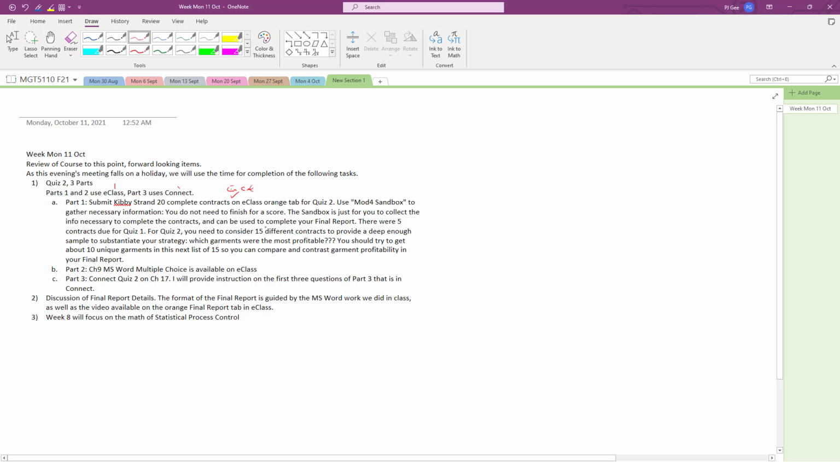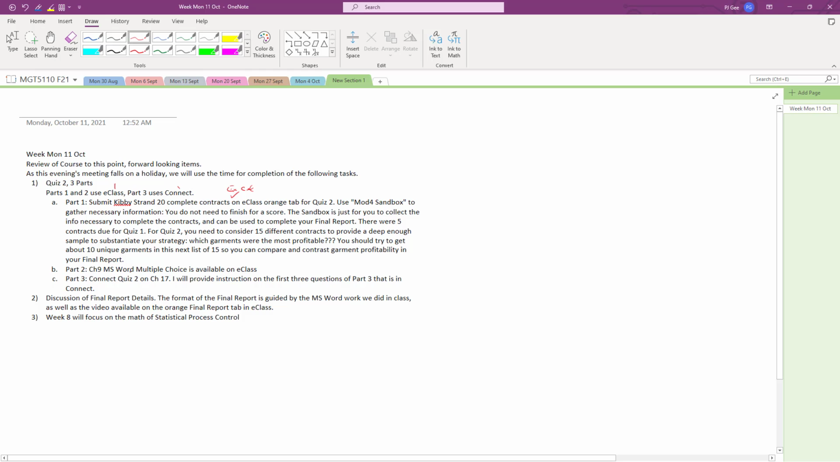The whole idea here is to complete 15 more contracts. Add that to the 5, and you end up with 20. You need to consider 15 different contracts here. Get a good variety in your sample so you can see what the profitability is across them. And again, one of the keys to succeeding in Mod 4 is figuring out which contracts are the most profitable.